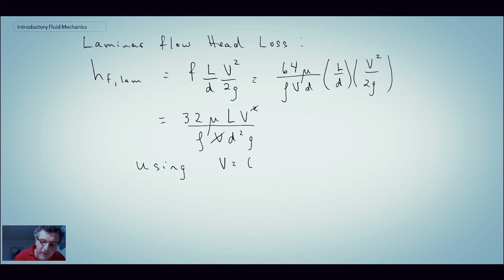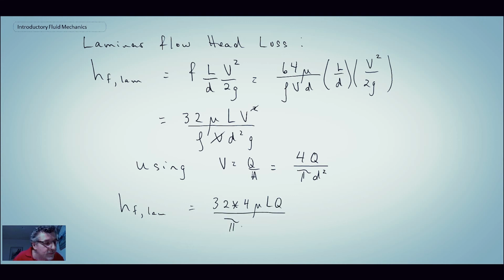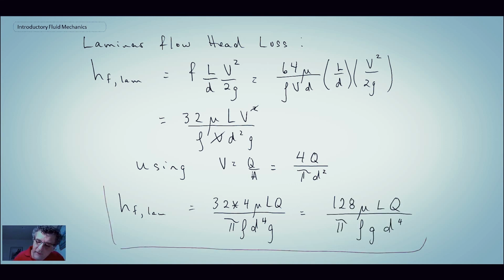We will also use the definition of the average velocity, which is volumetric flow rate divided by area. So the area of our pipe is pi d squared over 4. Making that substitution, we end up with an expression for the head loss in laminar flow, expressing it now in terms of flow rate. So there we go. And that gives us head loss, laminar flow. You can then use that in the energy equation to solve for pressure drop. And we also have an expression for the friction factor in laminar flow.